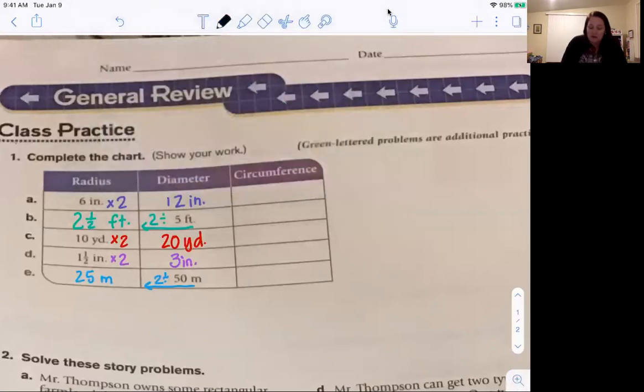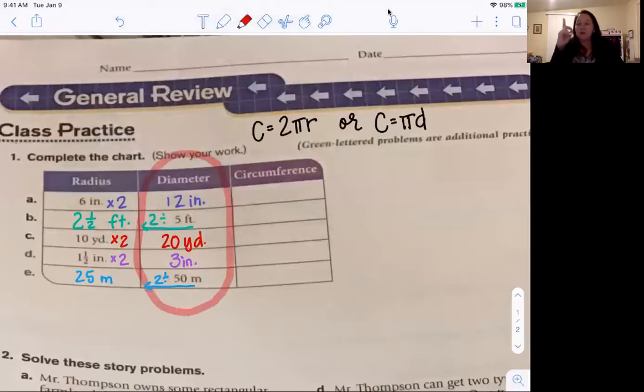Now, with circumference, I like circumference because there's 2 different formulas you can use. You can use circumference equals 2 times pi times radius, or you can use circumference equals pi times diameter. Which one do I like to use? Do you remember? I like to use pi times diameter, you're right, because I only have to multiply once. I don't have to do 2 times pi and then times radius. I only have to multiply my diameter times 3.14 or 3 1/7. Let's work these out.